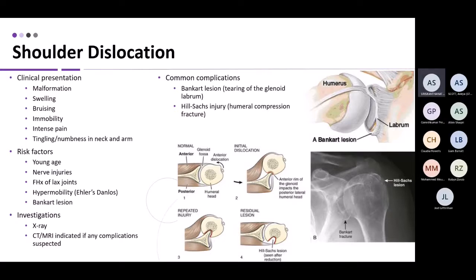And this is basically where you have a lesion of the labrum here within the glenohumeral joint, which makes it a lot more lax in there. And your investigations are your X-rays, CT, MRI, and in some cases actually ultrasound is quite useful as well. And Bankart lesions again is very much a complication as well as a cause for it. And you can also have a Hill-Sachs injury, which is the compression fracture within the humerus, which can cause even more pain.